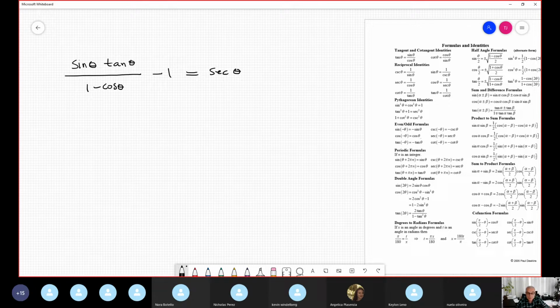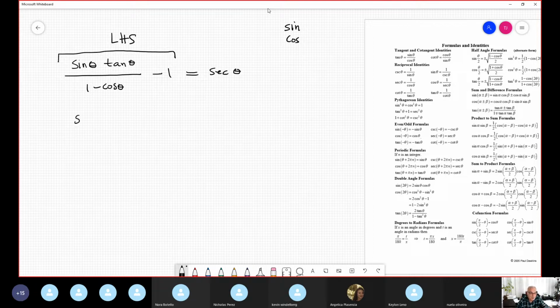Let me try to do my best. Es obvio que the best way is taking the left hand side because it's more complicated expression to manipulate. And one good idea, guys, is try to express everything using sine and cosine. No tangent, no secant, no cosecant.